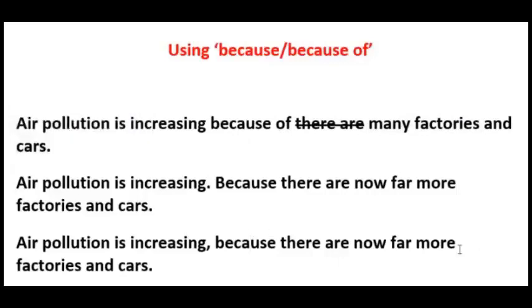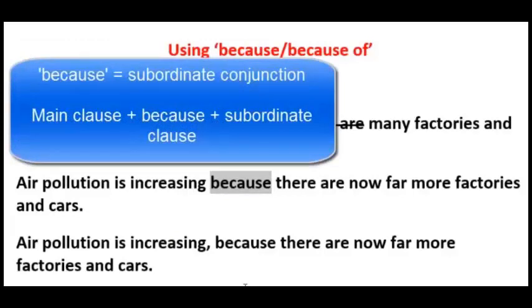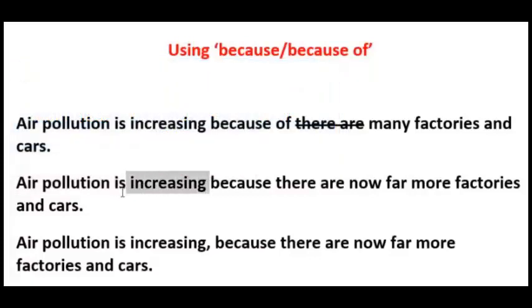Now let's have a look at the second sentence. Again, hopefully you should see that I've interrupted my idea with a full stop. First thing we need to do is get rid of that and change the punctuation. Okay, let's read it and see if it's okay. Air pollution is increasing because there are now far more factories and cars. So what we did effectively was change this because into a conjunction, joining the two clauses in our sentence. After because, we have our subject and our verb. So this is good. And here in the main clause, we have our subject and our verb phrase is increasing.